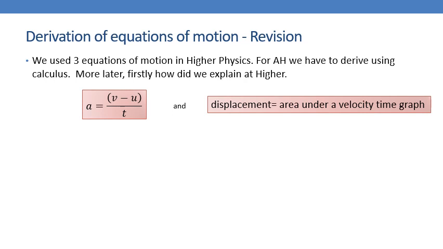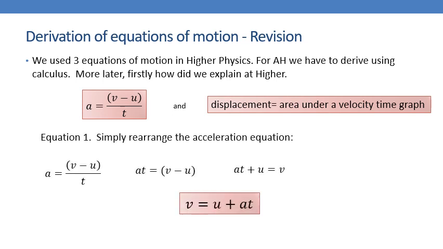Let's firstly go through how we explained where they came from for Higher. So we have the acceleration formula and that displacement is equal to the area. The first equation of motion was derived from a simple rearrangement of a equals v minus u over t to give us v equals u plus at.